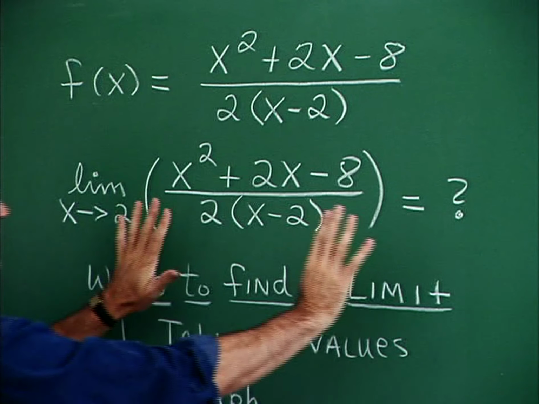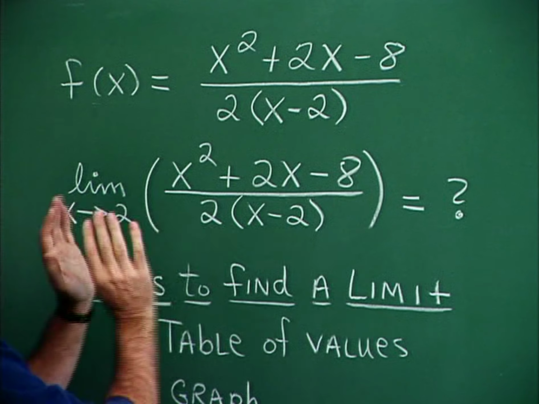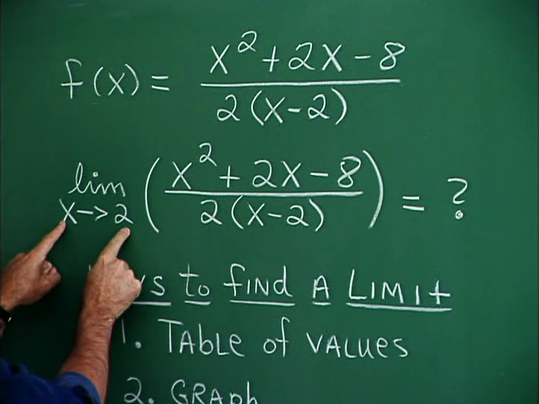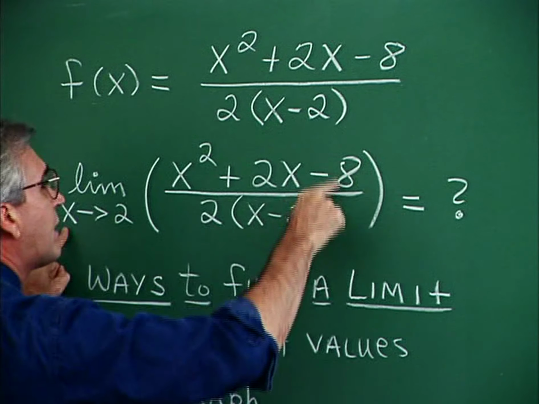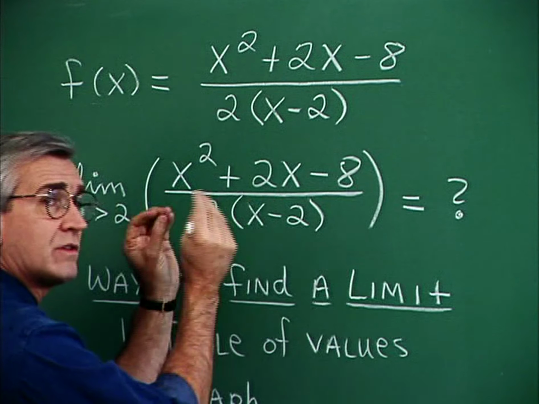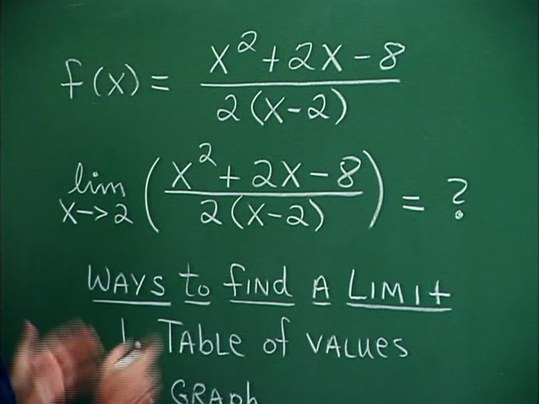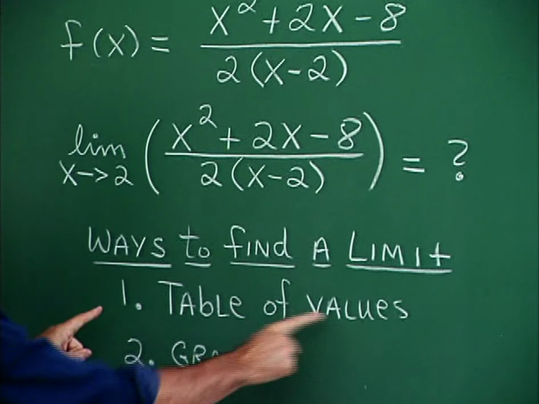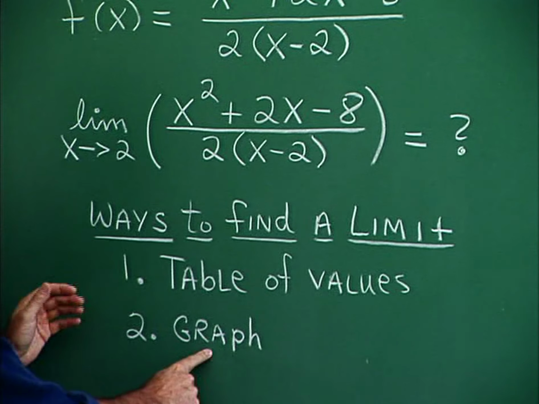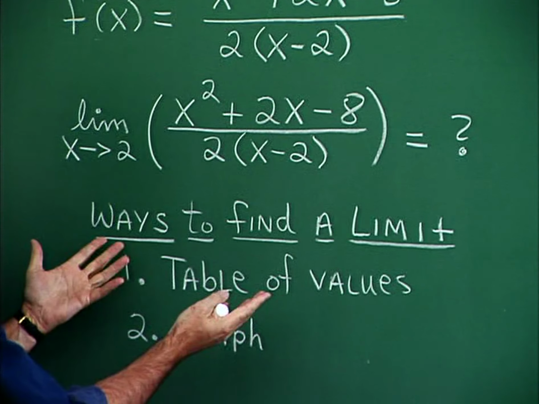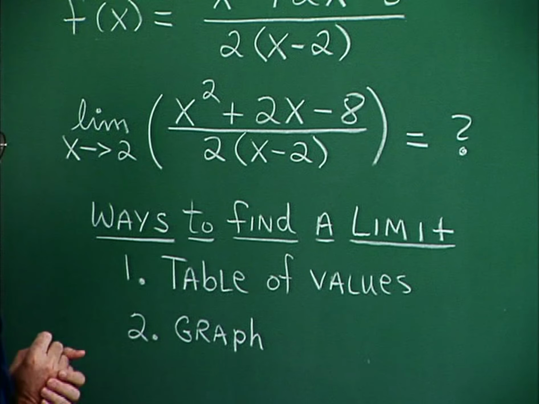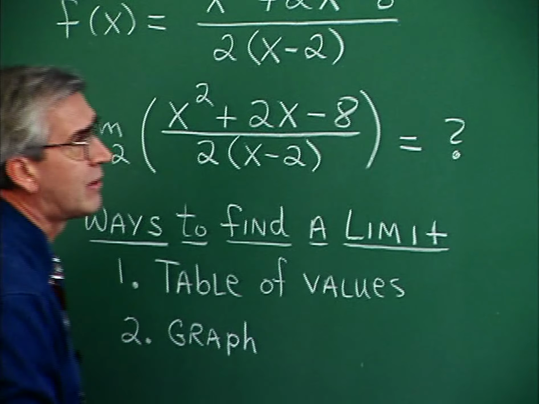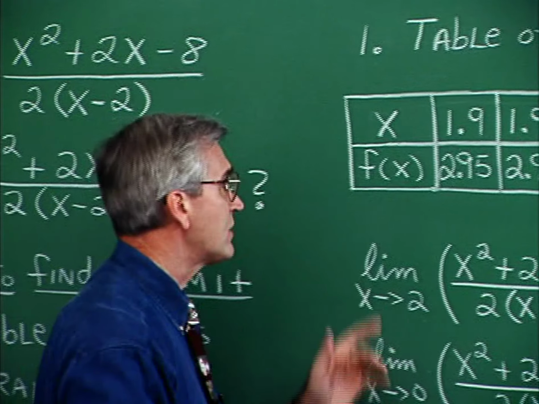All this means is, let's take a look at the situation as x gets close to 2 and evaluate what the function is getting close to. What is the functional value getting close to? Now, there are several ways of finding a limit. A couple of ways are by looking at a table of values and by looking at a graph. We're going to do both of these now, and later we'll investigate some analytical approaches or some algebraic approaches to the idea. Let's take a look at a table of values right quick to get the feeling for this.